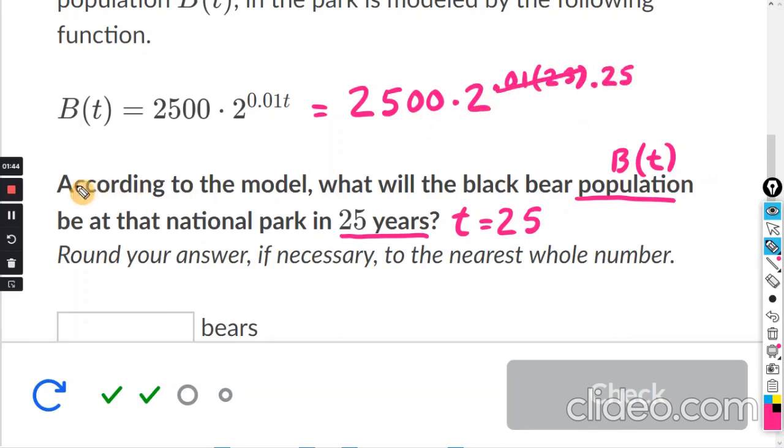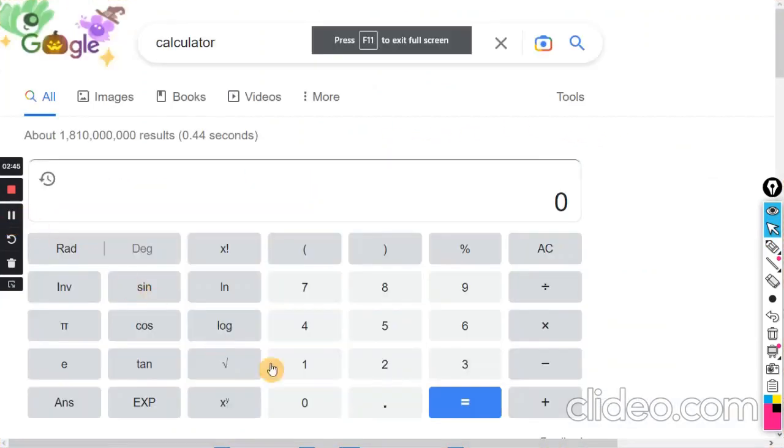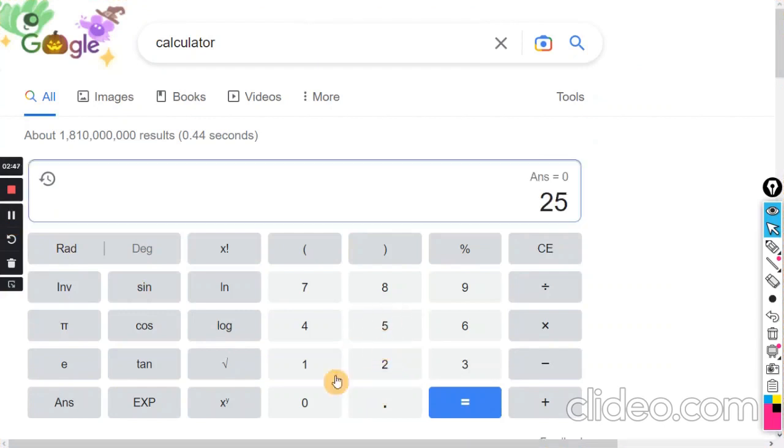So we just have to do this on the calculator. Let's try again. 2,500 times 2 to the power of 0.25. Okay, there you go right there. Don't use the calculator on Khan for these because it doesn't work too well. Use your own calculator. I highly suggest everyone get one.